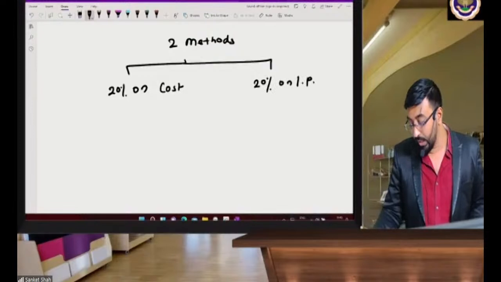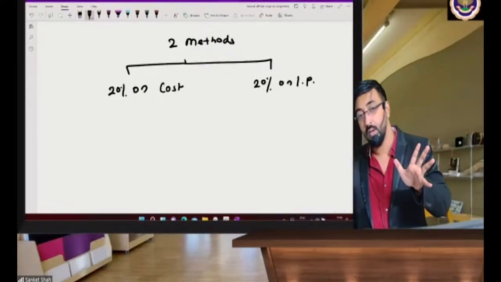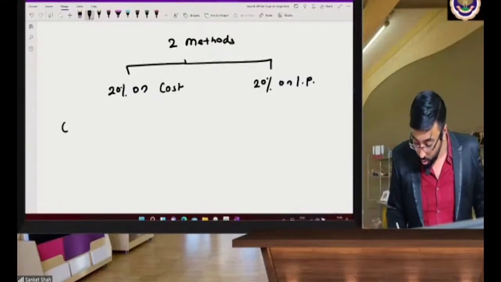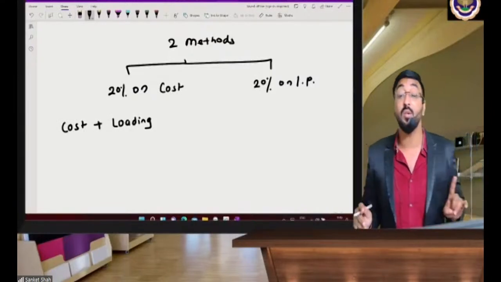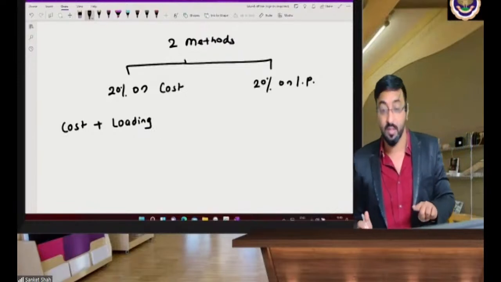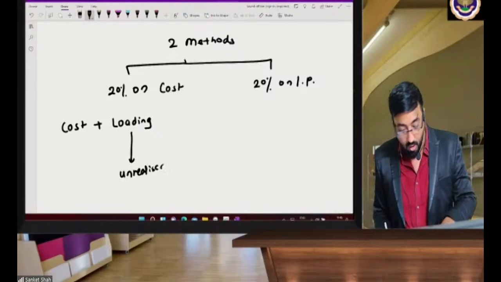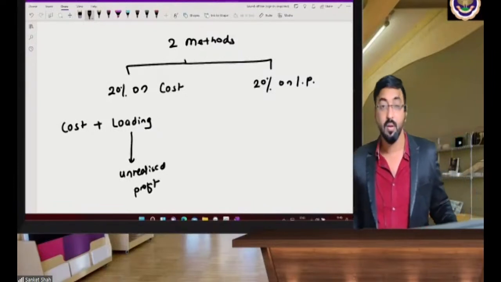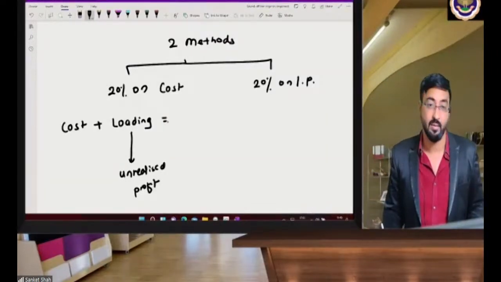And 20% on invoice price. It has separate calculation. Now this is not the actual profit. So cost, our equation is very simple. Cost plus loading. Now what is loading? Loading is your unrealized profit. Why is it unrealized profit? Because I'm not selling it. Logic is very simple, because I'm not selling it.